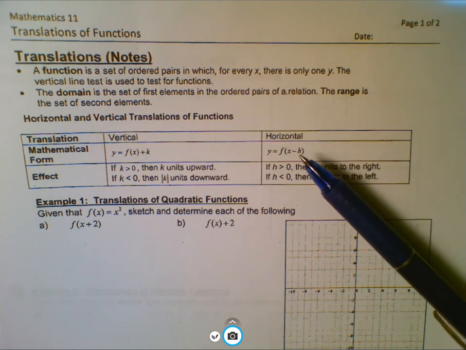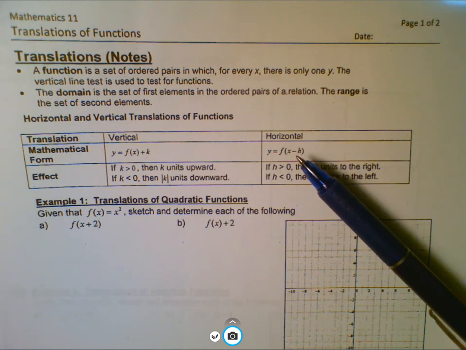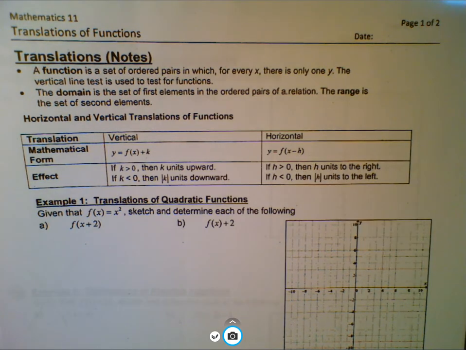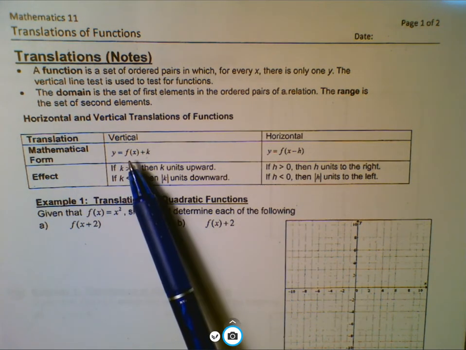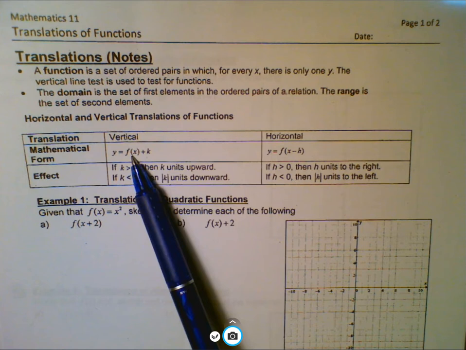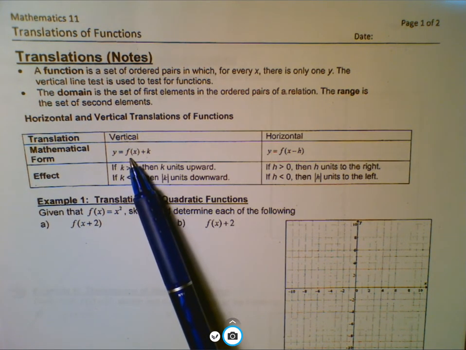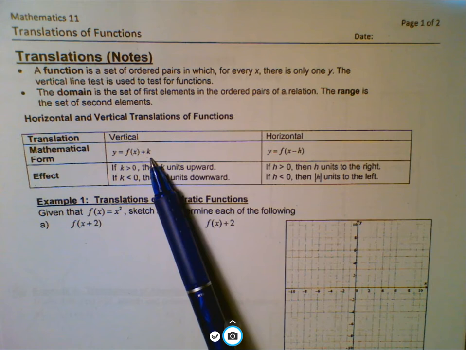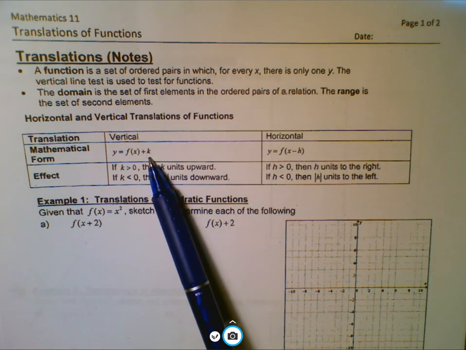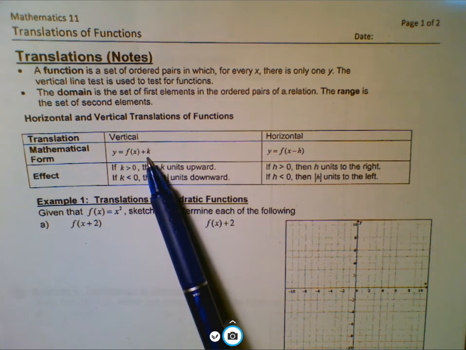If the extra number is on the inside of the bracket, then that creates a horizontal translation, so movement from side to side, left to right. The reason this happens is because when we have our f of x, suppose we were making a table of values, we have all our x's and all our y's, and what we're actually doing is adding this number to every y value. So without changing any x's, we are changing y values by adding this number to it.